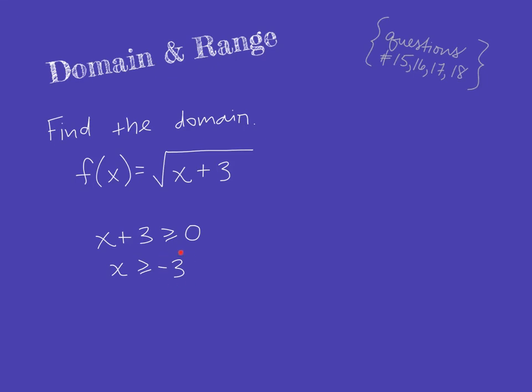Try plugging in numbers that are greater than or equal to -3, and they will always give you 0 or greater under here, which is good. If you plug in numbers that aren't in this interval, they give you a negative under the square root. To write this in interval notation, we can start at -3, we can equal -3, and then we can be greater than it, which is all the way to infinity.